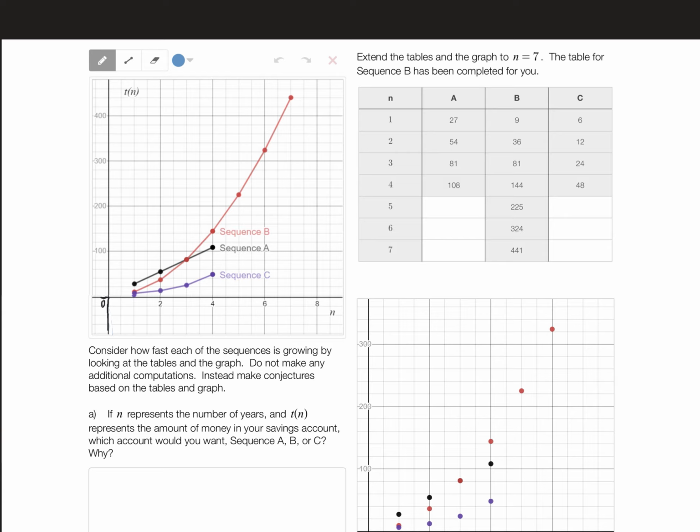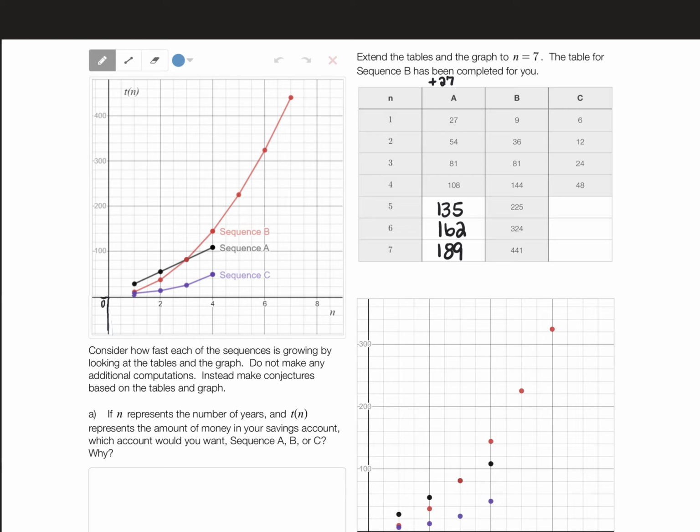So then the next order of business is we're actually going to extend our tables. Sequence B has already been done for you, and extend the graphs as well. So if you remember on the previous slide, we said we were adding 27 to get each of the next terms. So let's go ahead and continue that pattern. So if I add 27 to 108, I will get 135. And if I add 27 again, I will get 162. And if I add 27 again, I'll get 189.